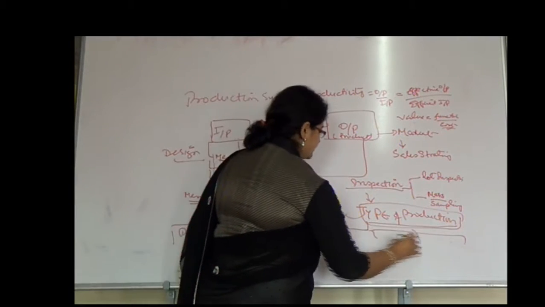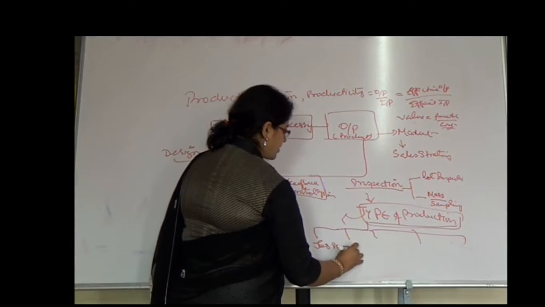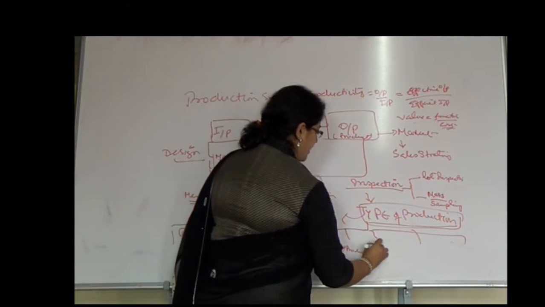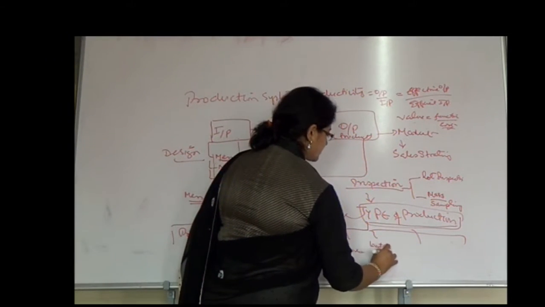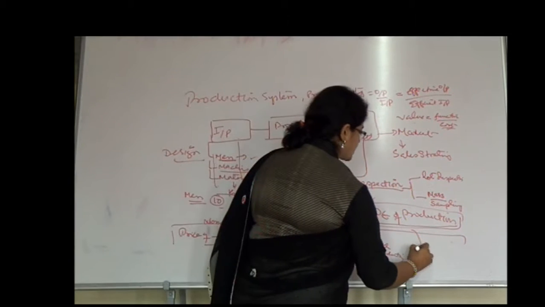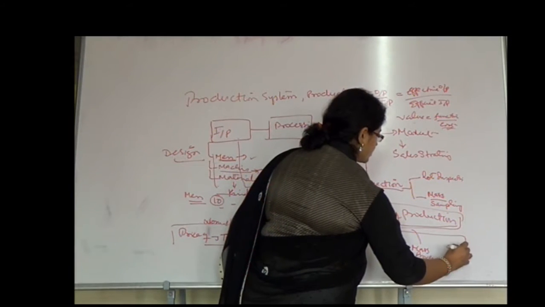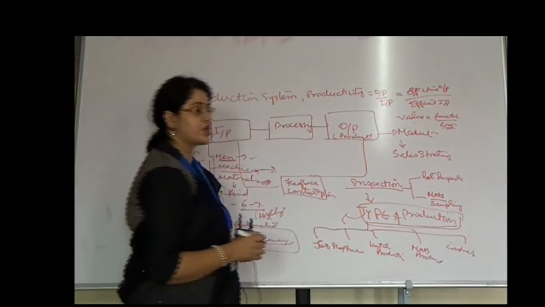This is job shop production, then you have batch production, then we have mass production, and we have continuous production. Now what is job shop production?